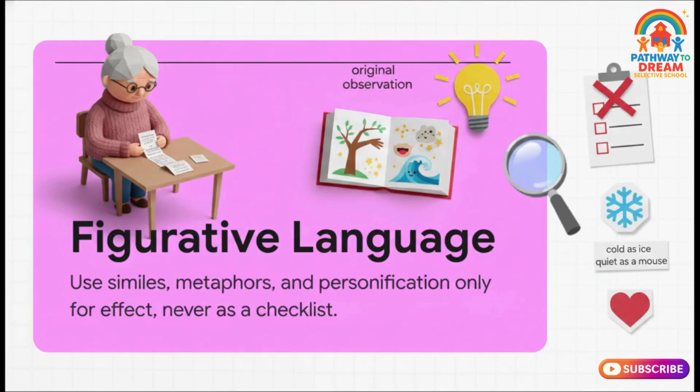Now, let's talk about figurative language, things like similes, metaphors, and personification. Listen, you have to avoid the checklist mentality here. The markers do not want to see forced cliches like quiet as a mouse, just so you can say you used a simile. One original, sharp observation is infinitely more valuable than stacking forced techniques just to tick a box. Use them only when they actually add to the effect.